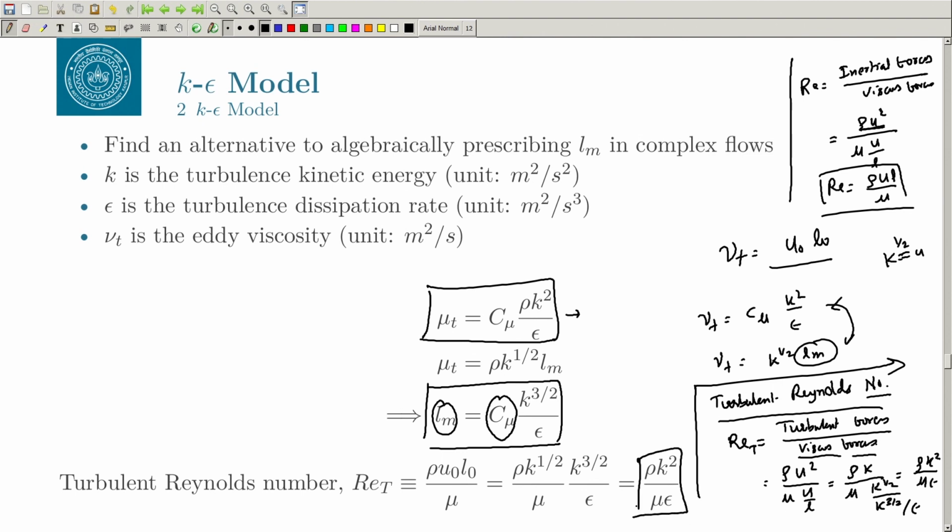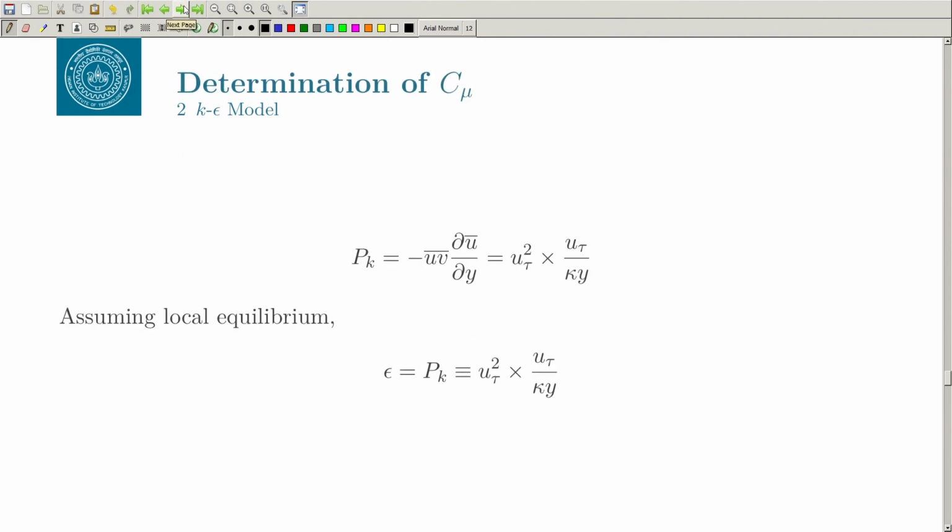Okay. So, remember this indicates the ratio of the turbulent forces, which is given by this k square, and the viscous forces, which is dominated by the viscosity multiplied by your dissipation, right. So, we will come back to this turbulent Reynolds number later when we talk about the low Reynolds number model. Okay. Now, the question is how do we determine the coefficients, right?